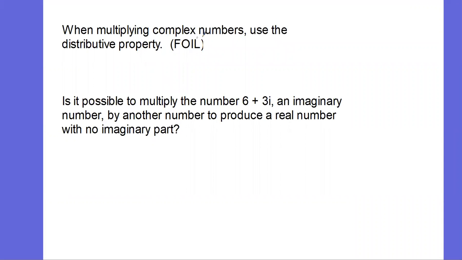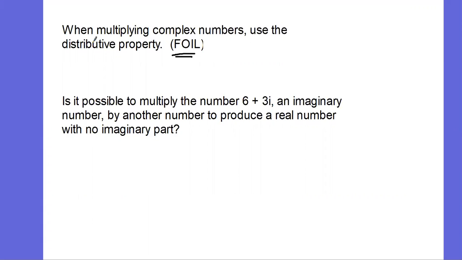When multiplying complex numbers, remember that you want to use a distributive property. If it's specifically a binomial times a binomial, you want to use the foiling idea, first, outer, inner, last. Is it possible to multiply the number 6 plus 3i, which is an imaginary number, by another number to produce a real number with no imaginary part?